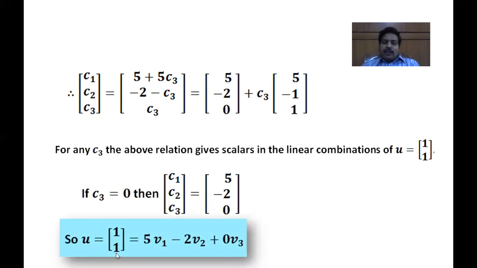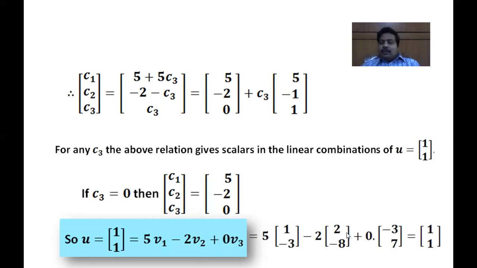So let us check it. U is equal to (1, 1) can be written as C1 V1, C1 is 5, so 5V1 minus C2 V2, C2 is minus 2, so minus 2V2 plus 0V3. Let us check it. If we write those V1, V2, V3, we'll get 5 minus 4 and this is 0. 5 minus 4 is 1, minus 15 plus 16 is 1. So this is one of the representations of a linear combination.